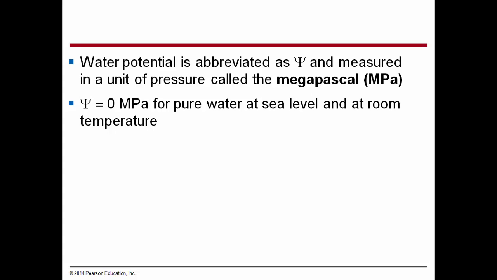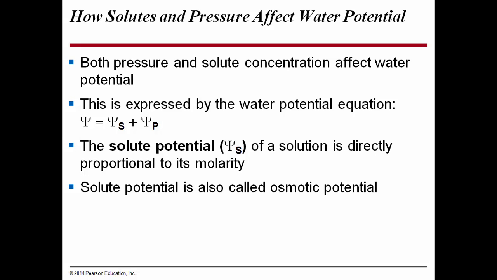Okay, so that's our control. That's our baseline: 0 megapascals of pressure at pure water at sea level at room temperature. Both pressure and solute concentration affect water potential. This is expressed by the water potential equation. Okay, psi equals psi s plus psi p, where psi s is the solute potential, psi p is the pressure potential.